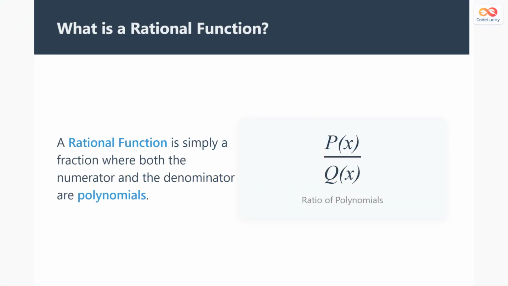First, let's define what we are dealing with. A rational function is essentially a fraction made of polynomials. It has a polynomial on the top, called the numerator, and a polynomial on the bottom, called the denominator. It's just a ratio of two polynomials.